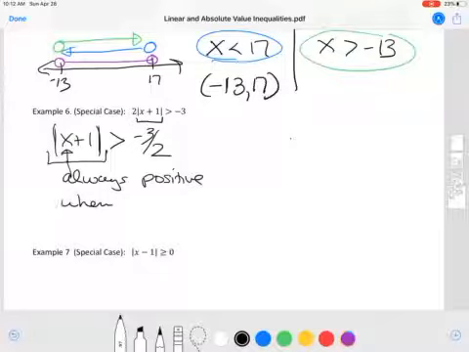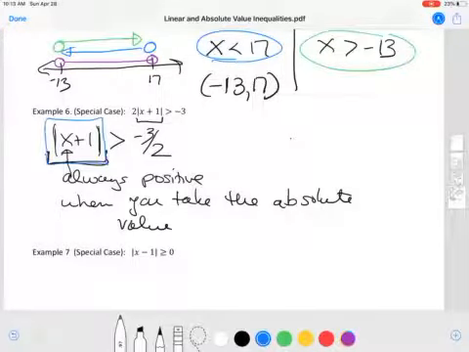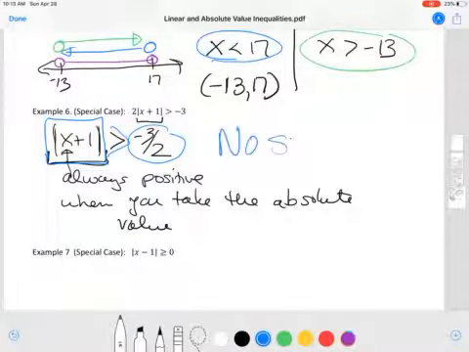when you take the absolute value. So this number here should always be positive on this side because the absolute value of some number is always going to be positive. And this is saying, can a positive number be greater than negative 3/2? That is completely impossible. So this would be a no solution.